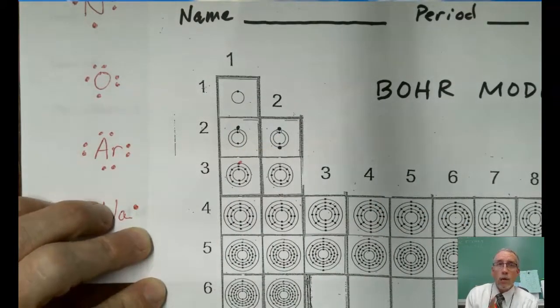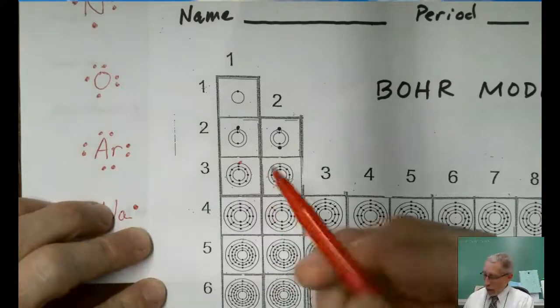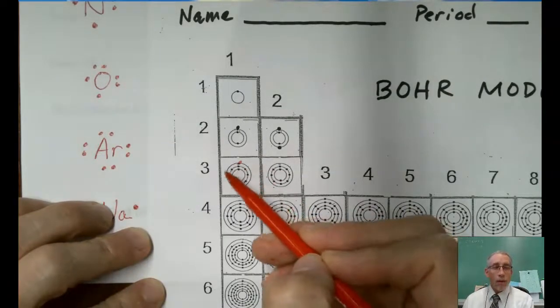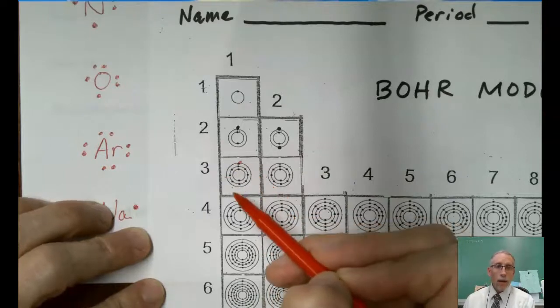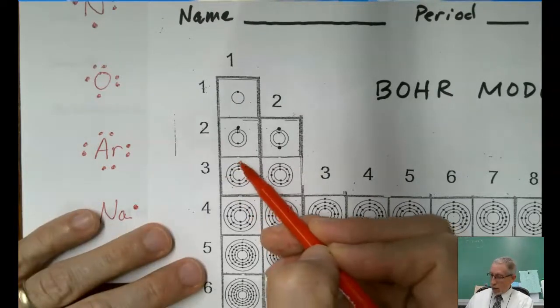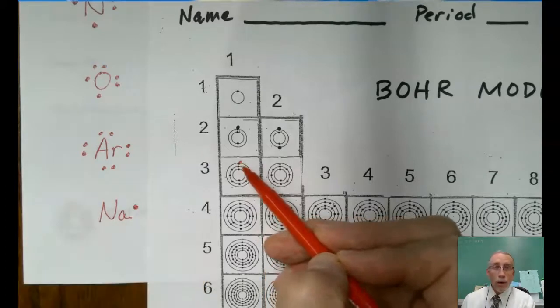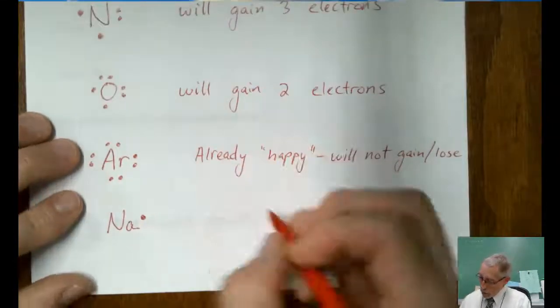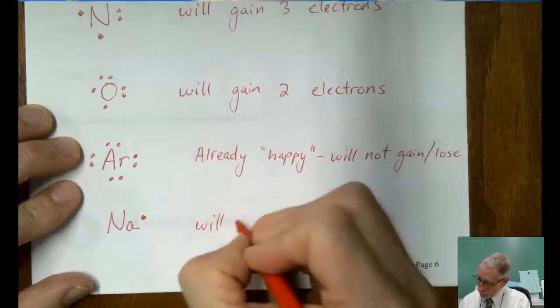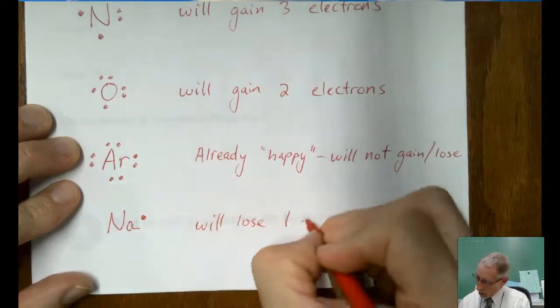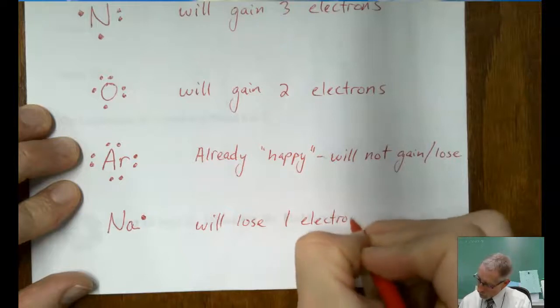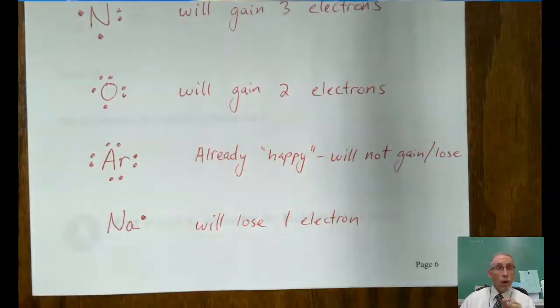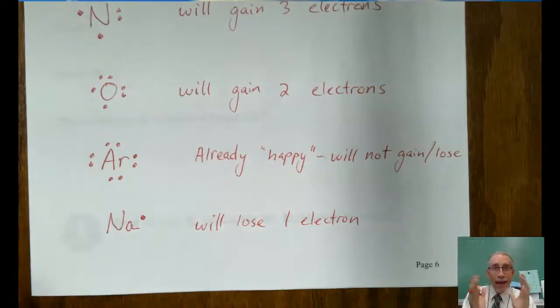So think about the easiest way for sodium to become happy. It certainly is going to have a difficult time gaining 7 more to make 8. But if it gets rid of this last one right here, then the third energy level is no longer the outer level, but instead the second energy level is. And so it will lose that 1 electron. And once it does, it will have 8 outer electrons and it will be happy.